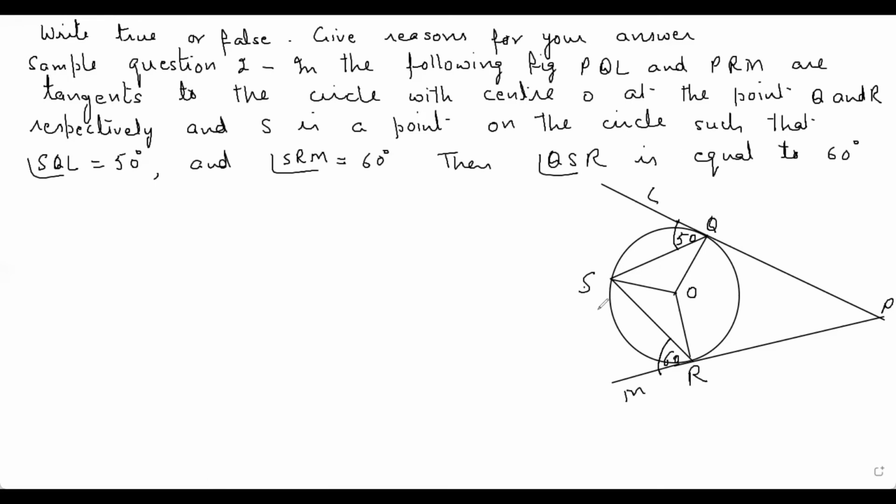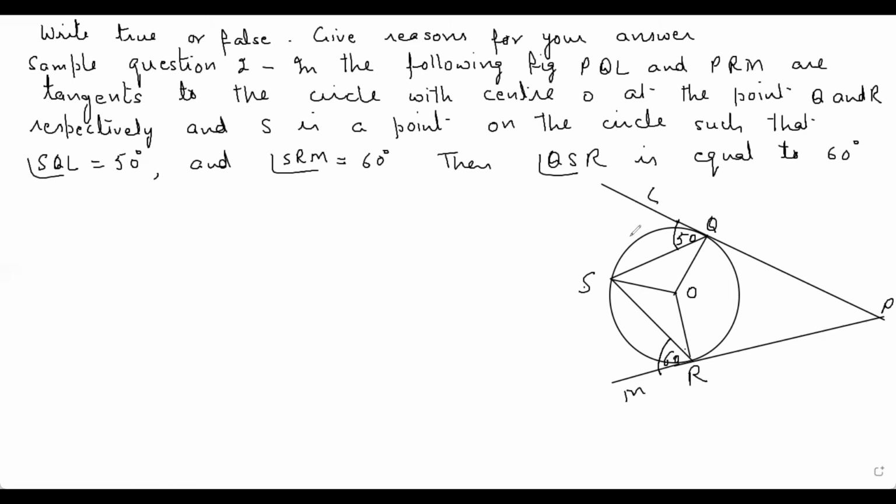Now the sample question 2 is: write true or false. Give reasons for your answer. The question is, in the following figure, PQL and PRM are tangents to a circle with center O at the points Q and R respectively. And S is a point on the circle such that SQL is 50 degrees and SRM is 60 degrees. This is given to us. It says QSR is then 60 degrees. I am to check whether this is true or false.